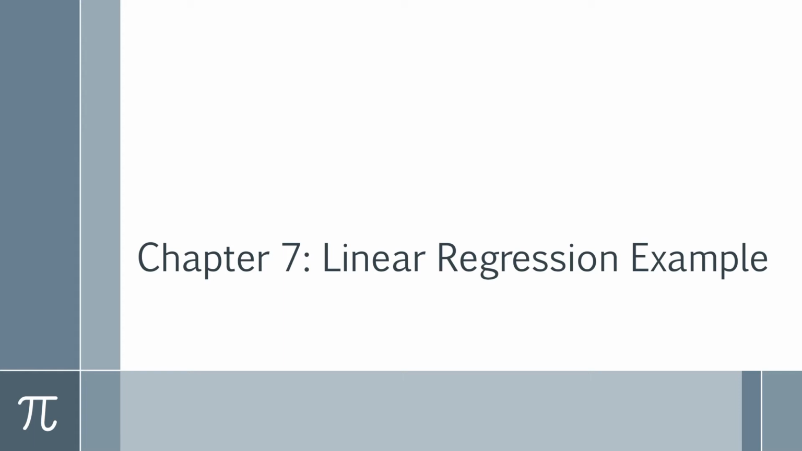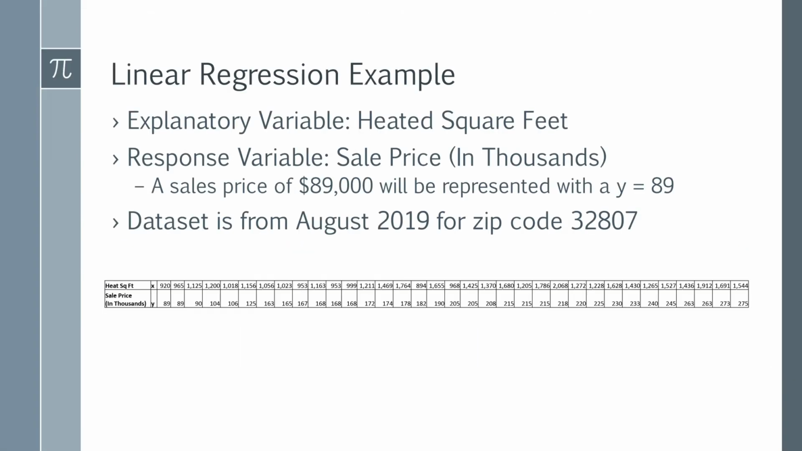So let's look at a linear regression example to go over some of the things that we just covered in the previous video. The data that we're looking at are home sales from August 2019 for the zip code 32807. Our explanatory variable is the heated square feet of the home. When I say heated square feet, we're not including the garage space, we're not including any patio space, just the actual living space of the home.